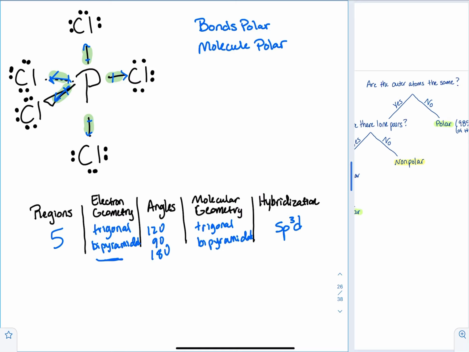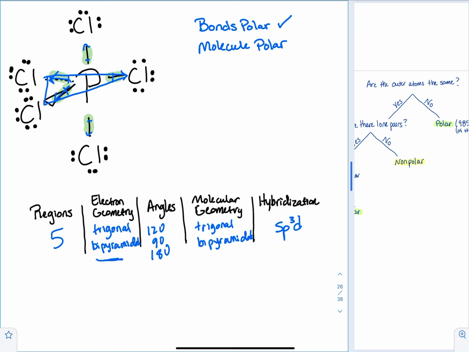So I already went ahead and added the dipole markings to all of the bonds in this molecule. So you can see all the bonds are polar, they have a dipole to them. But overall, kind of like when you're looking at trigonal planar, this triangle part, these guys will cancel each other out because they are evenly separated going around the molecule.